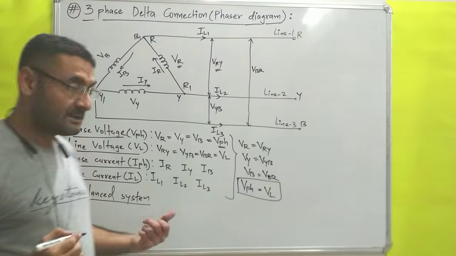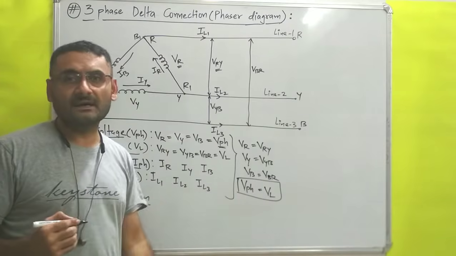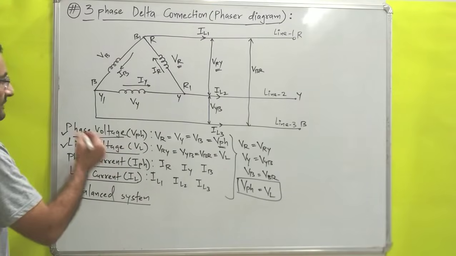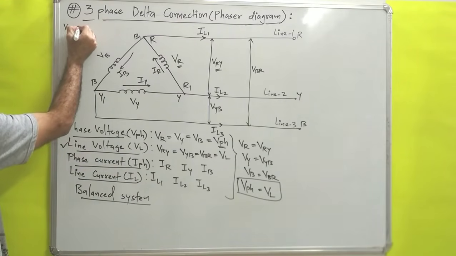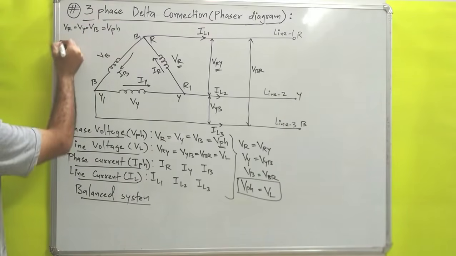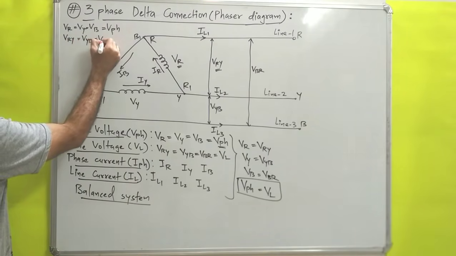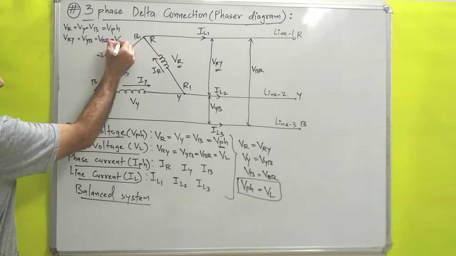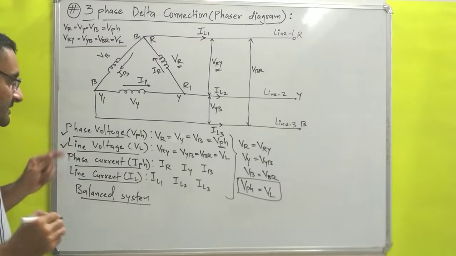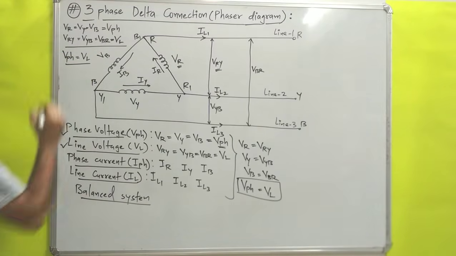Both are the same in the case of delta connection. In the case of star connection, line current and phase current are the same, if you have remembered. So I will write that over here: VR is equal to Vy is equal to Vb is equal to Vph. Next, VRY is equal to VYB is equal to VBR is equal to VL. Those two things you have to remember for the balanced condition. And finally, Vph is equal to VL for the balanced condition.